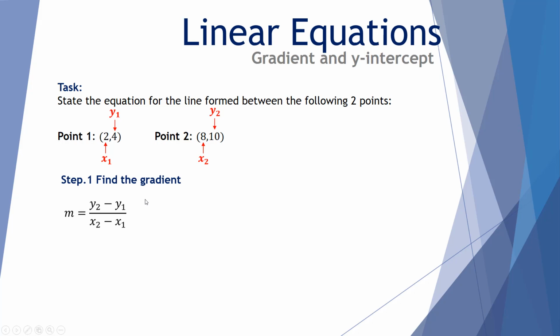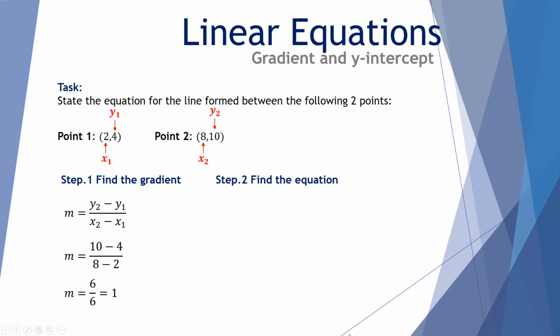Here's our equation. Let's sub in our values. y2 is a 10, y1 is a 4. They get subbed in on the top. Then on the bottom, x2 is an 8, goes in first. Take away x1 is a 2, goes in second. 10 take 4 is 6, 8 take 2 is 6. This gives us a gradient of 1.